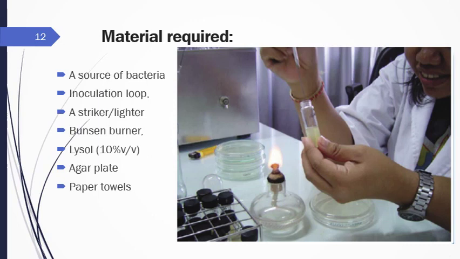The materials required for the streak plate method. You need a source of bacteria, either a stock culture, a previously streaked agar plate, or any other inoculum source. An inoculation loop, a striker or a lighter, a Bunsen burner, Lysol 10%, an agar plate, either nutrient agar or any other agar medium, and paper towels.